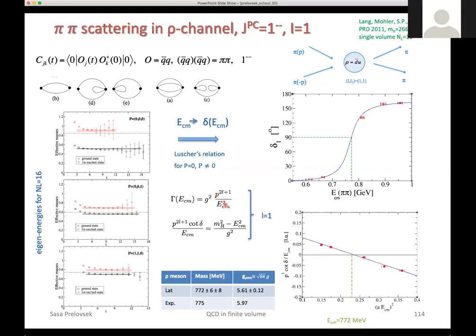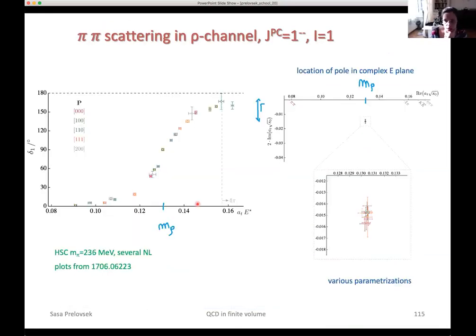So directly from the slope you get the width, kind of. You know how quickly it goes, it gives you the slope, and then the slope is parameterized by the Breit-Wigner width, g. Okay.